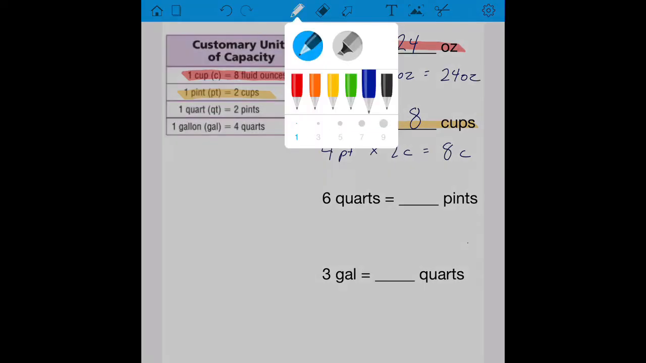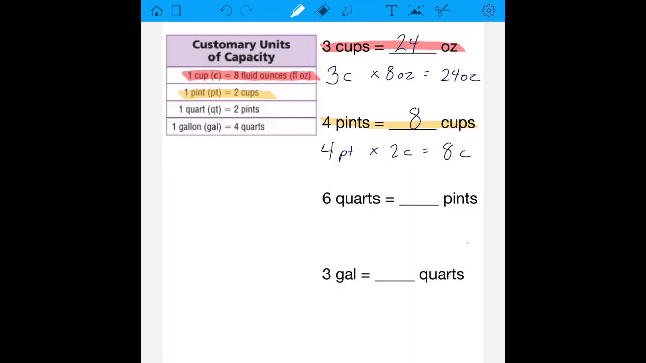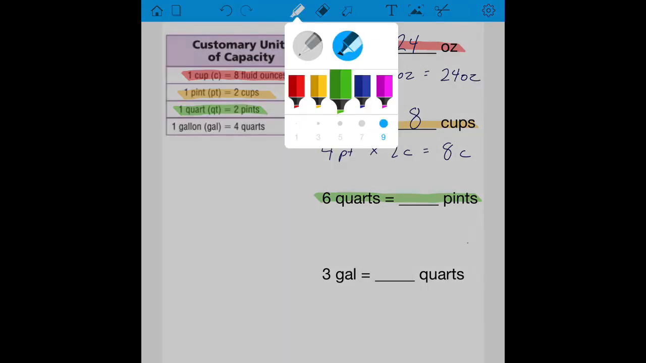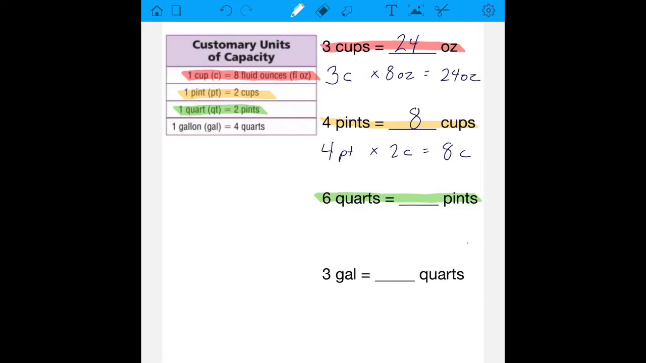Now we're going to jump into this next problem where we're going to be looking at quarts, and we're going to be changing 6 quarts over to how many pints? So in order to change quarts into pints, I look at this third row on my customary units of measurement of capacity chart, and it looks like I'm going to be multiplying again. So in this case, I'm going to take 6 quarts times 2 pints, and 6 times 2 equals 12. So 6 quarts times 2 pints equals 12 pints total.